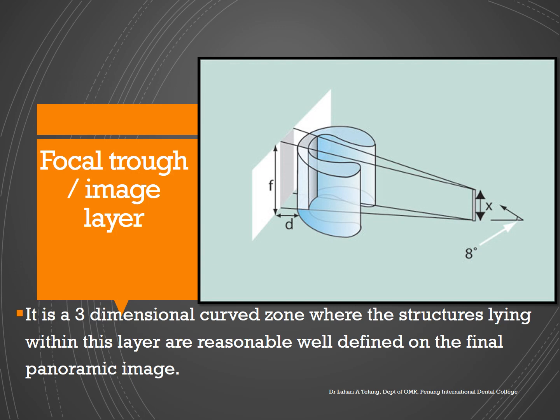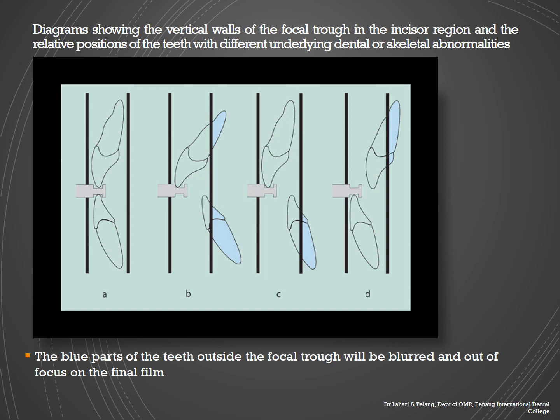So, just to look back at the focal trough again, it is a three-dimensional curved zone where structures lying within this layer are reasonably well defined on the final panoramic image. I hope you have understood what I'm talking about. So, what if the teeth don't lie within the image? What happens? This diagram is showing the vertical walls of the focal trough in the incisal region and the relative position of the teeth with different underlying dental and skeletal abnormalities.